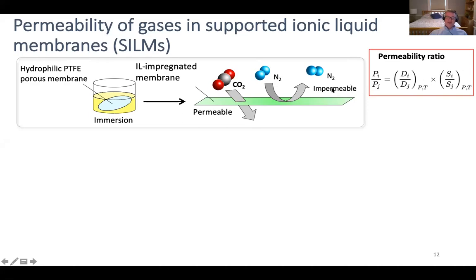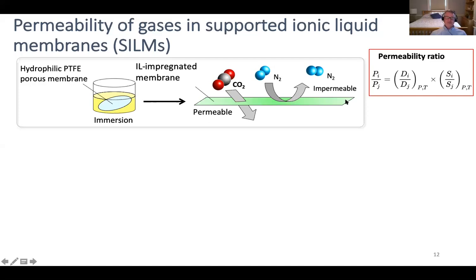So if you had a situation where nitrogen was impermeable and CO2 was very permeable, you'd have a really big solubility ratio. If the diffusivity ratio is roughly 1, that would dictate your permeability ratio. You could separate CO2 from nitrogen. So the idea here is take an ionic liquid, immerse the membrane in the ionic liquid, impregnate the pores with the ionic liquid. And if we could tune the ionic liquid to get very high solubility selectivity for CO2 over nitrogen, maybe we can make a good membrane. And the advantage of ionic liquids, of course, is that they're essentially completely non-volatile. So this becomes a stable supported liquid membrane.